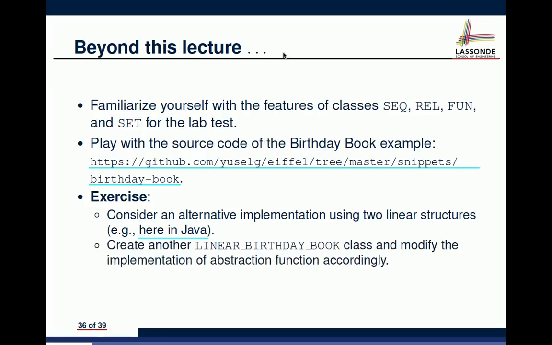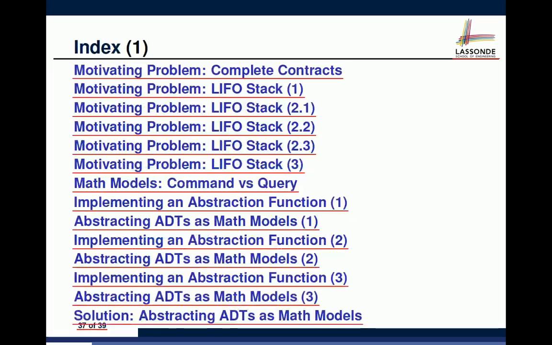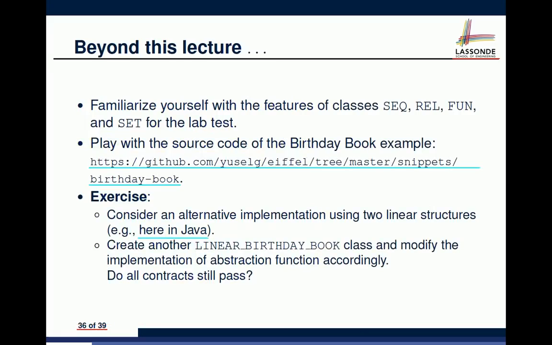Okay, and then you want to, okay, that's exactly what I just mentioned. Maybe create a new class called linear birthday book, and then try to see how you can change the implementation for the abstraction function. Okay, and make sure all the contracts still pass. Right? If any one of them actually failed, that means you got some problem for your new implementation. Okay, any question about the math models?